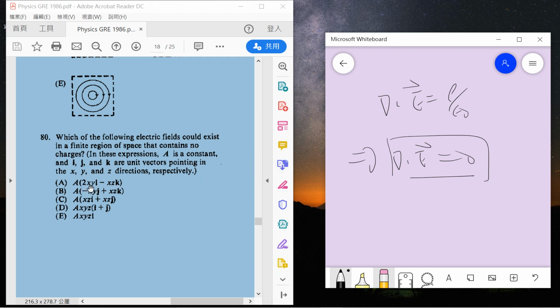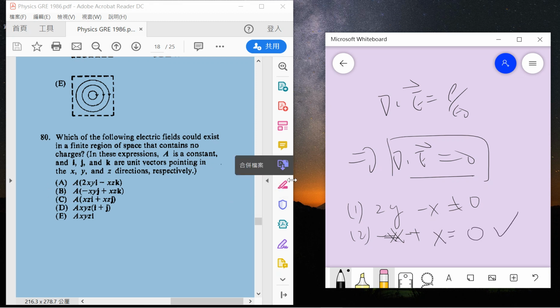The first one is partial x of 2xy, so basically 2y, and the partial z of minus x, so it is non-zero. The second is j, so partial y is minus x, and the partial z is x. So minus x plus x is 0. So the answer is B. And you can check C and D by yourself, which are non-zero.